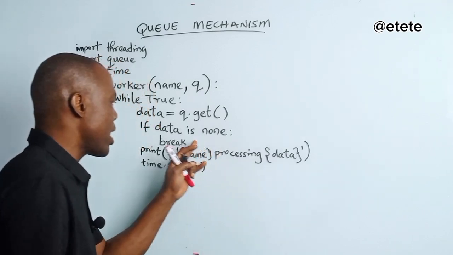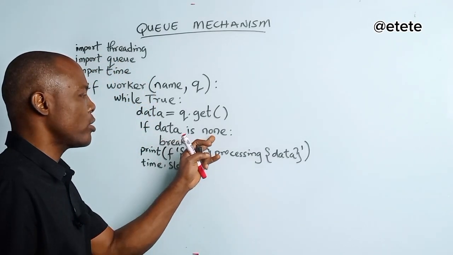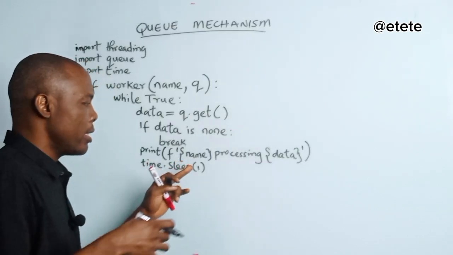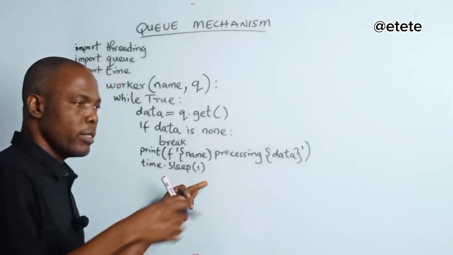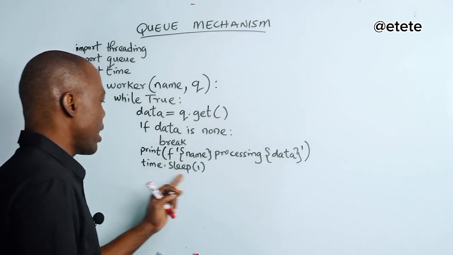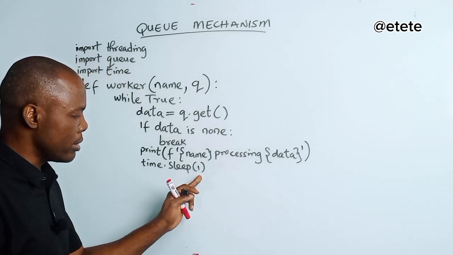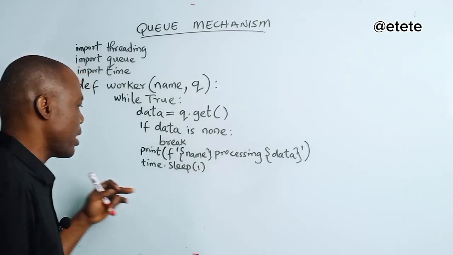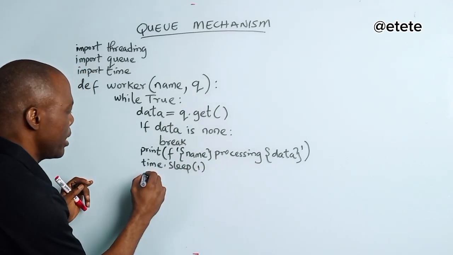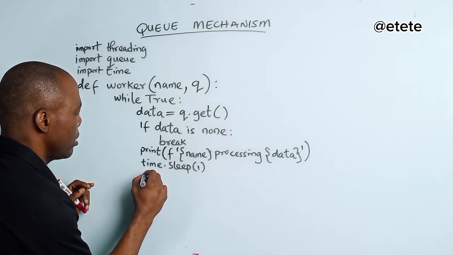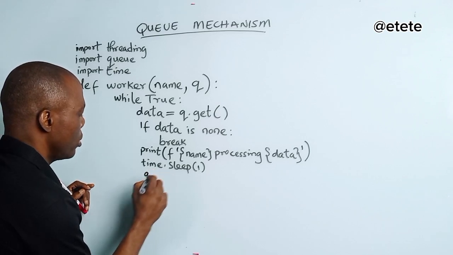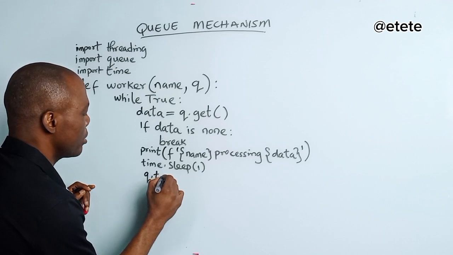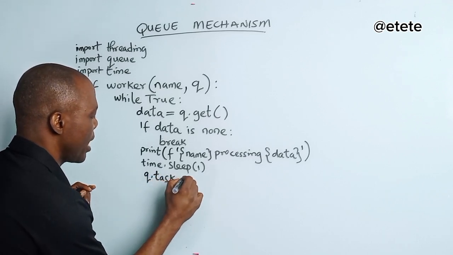So as long as the data is not none, it means it is an item. So thread 1 will remove it. Then thread 2 will remove, thread 3 will remove. Now, thread 1 will remove. This is simulating the period it takes in removing to process the data. So sleep and then print out q.task_done.